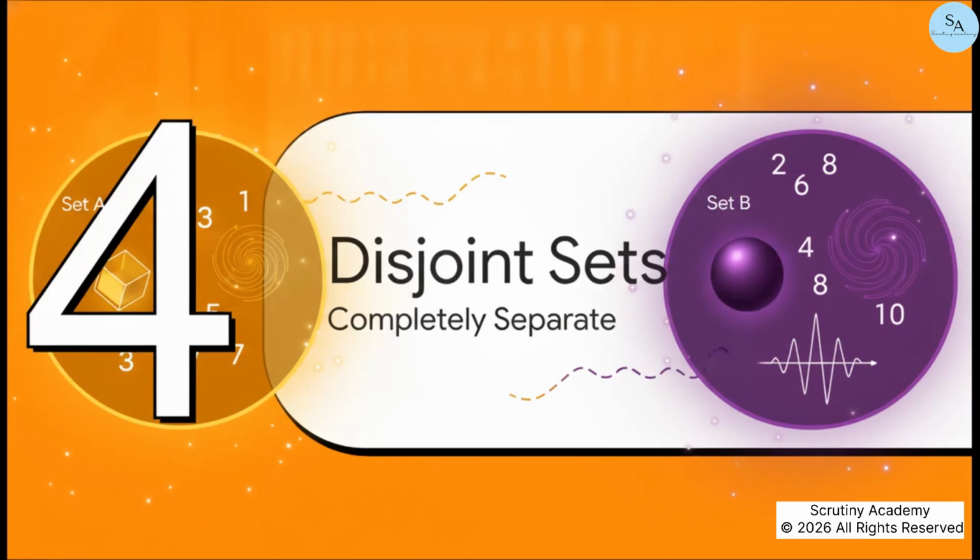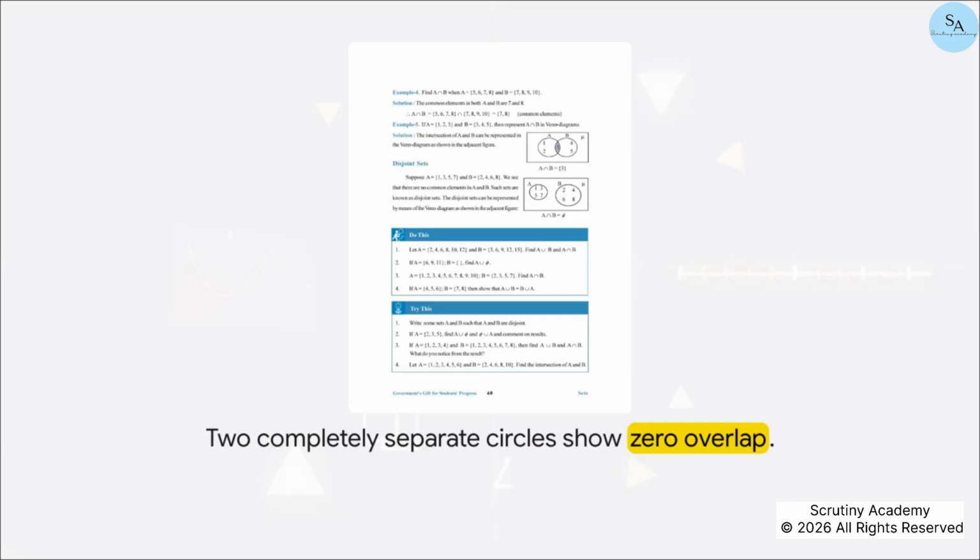Okay, part 4, completely separate disjoint sets. But hey, what happens when sets have absolutely nothing in common? Sometimes sets simply refuse to mix. If sets have exactly 0 elements in common, like say a set of odd numbers and a set of even numbers, their circles are never going to touch. Visually, they're completely separate islands inside our universal rectangle. And because they have 0 overlap, their intersection is completely empty, which we call a null set. Mathematically, these are known as disjoint sets.